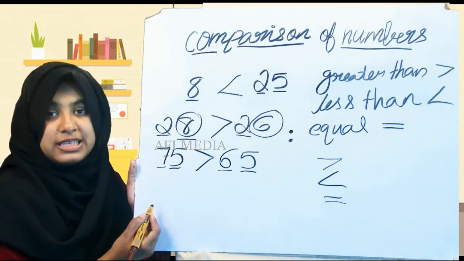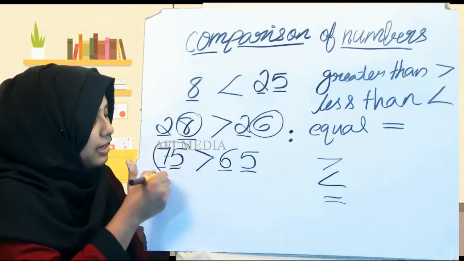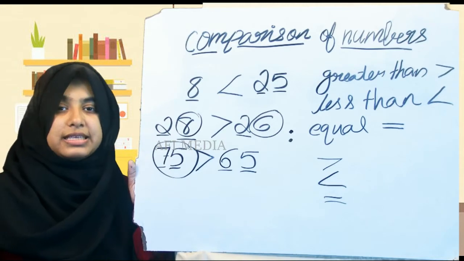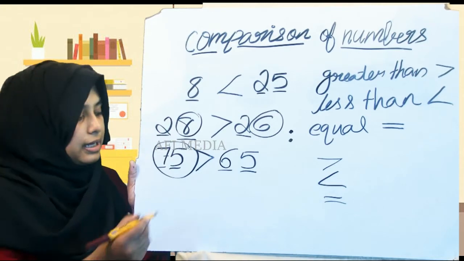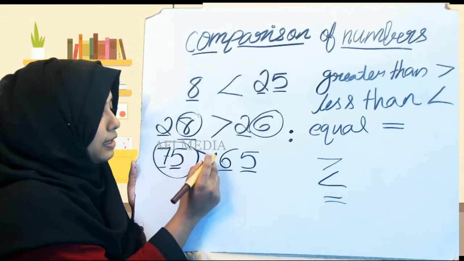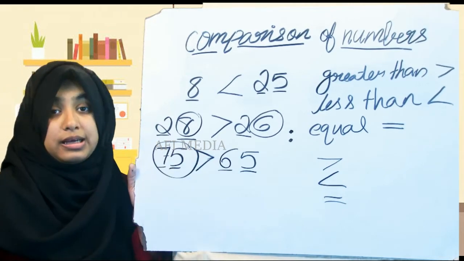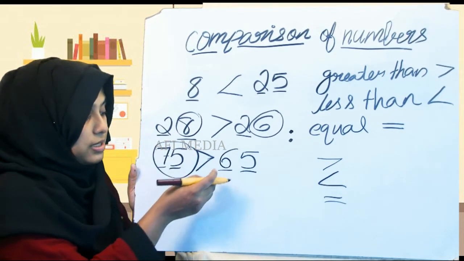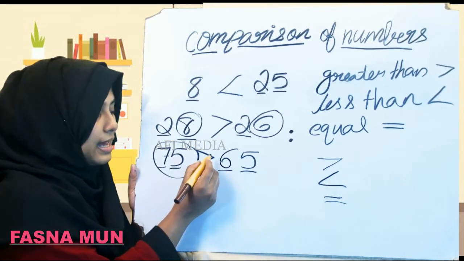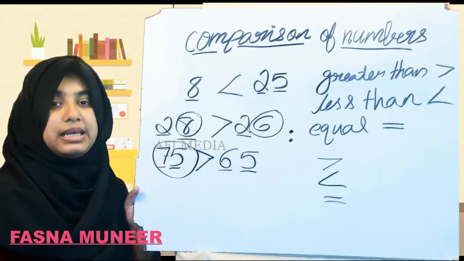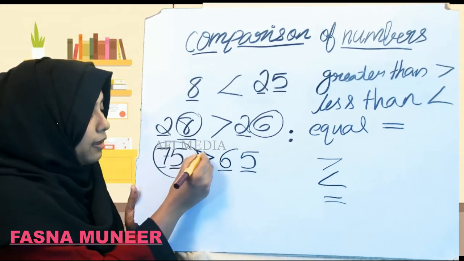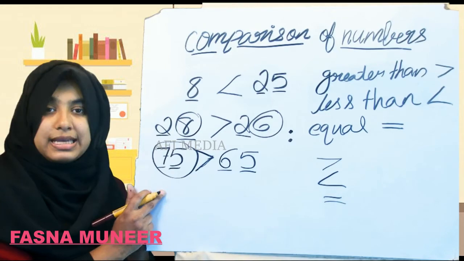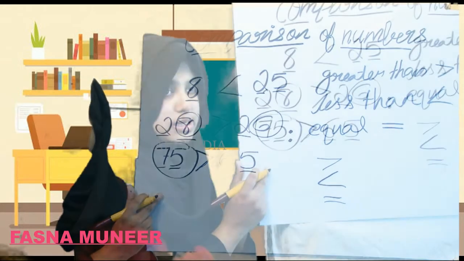Here, which is the big number? 75. 75 is the bigger number here. This pointed side is the symbol of less than. The opening mouth is the symbol of greater than.